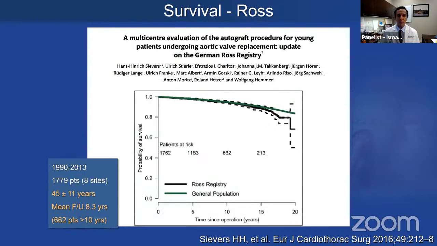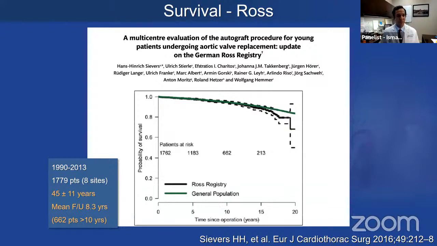Well, you may say, Magdi Yacoub, Tyrone David, these are master surgeons. What about the rest of us? Well, the Germans put all their data into a German registry that now includes almost 2,500 patients. Their most recent data will be published in JACC in the next few weeks. But their latest publication was in 2016, 1,800 patients.